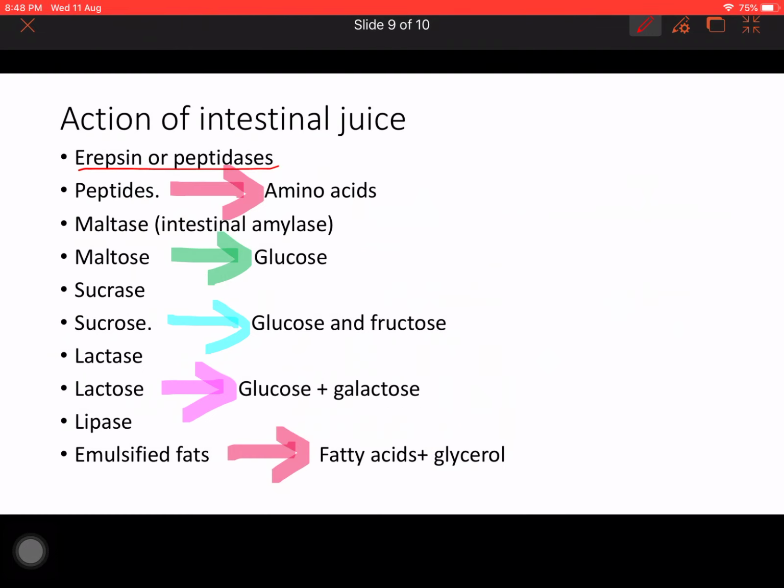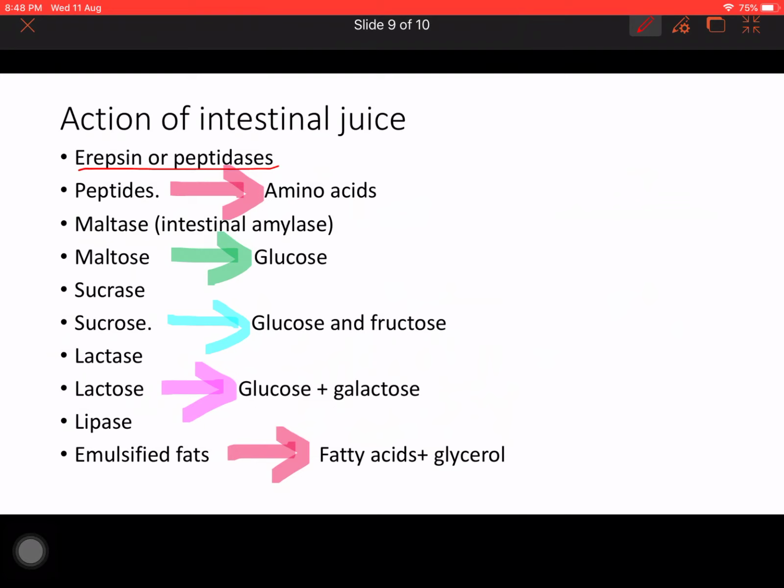It also contains traces of maltase, sucrase, lactase and lipase enzymes. So we will be discussing all these enzymes right now. Now first we will discuss erepsin. It is an intestinal peptidase.